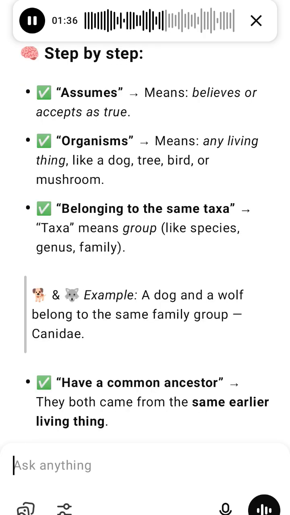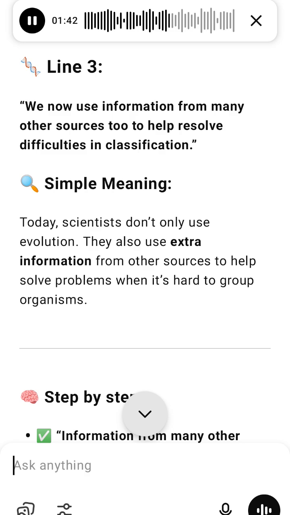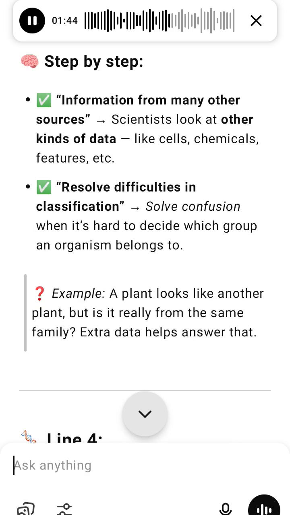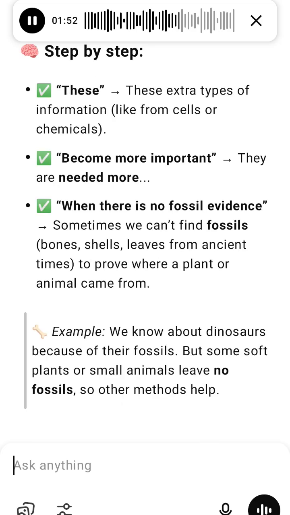It means scientists ask, which living things came from the same ancestor? Example, humans and monkeys are grouped closely because they share a common ancestor from millions of years ago. 2. If fossils are missing, scientists use other clues. We don't have fossils, ancient remains like bones or leaves, to prove the ancestry, so scientists use other types of information to help group organisms correctly.